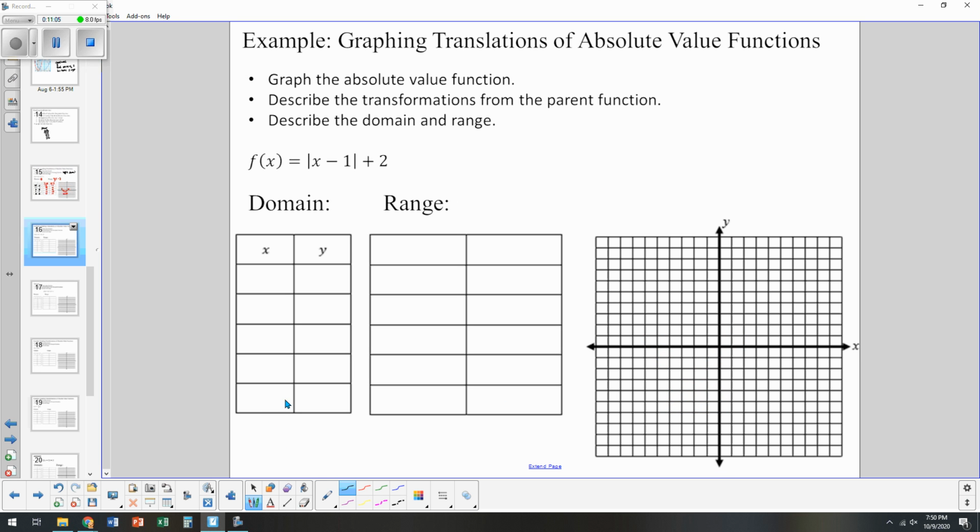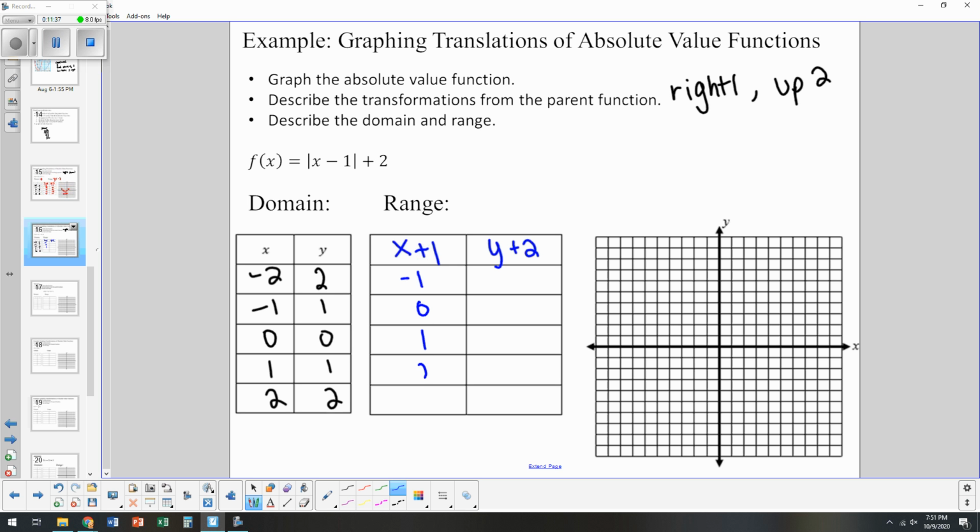So now we'll try this next one. Let's start by describing it. We have x minus 1 here, which means we should be going to the right one, right? It's always going to be opposite. And we have +2 outside, so that's going to be up 2. We'll start with my original parent function. And now I'm going to do opposite of inside, so that x minus 1 turns into x plus 1. Same outside, we get y plus 2. So now I'm going to add 1 to each of these. And I'm going to add 2 to each of these.